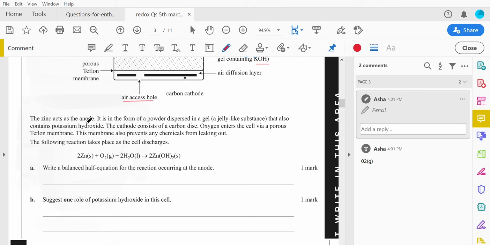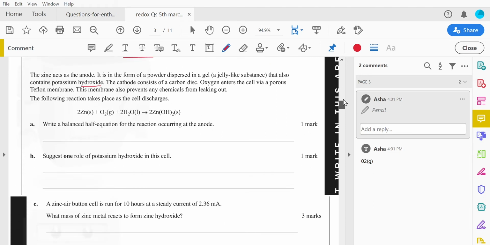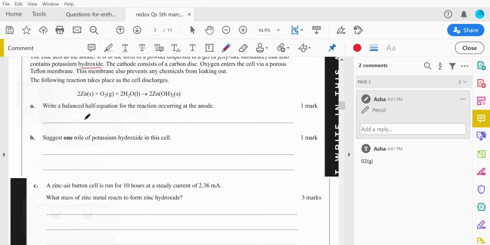The zinc acts as the anode. It is in the form of a powder dispersed in a gel. So a jelly-like substance. It also contains potassium hydroxide. So we'll be writing our hydroxide ions as aqueous, because it's in this kind of liquidy jelly-like substance. The cathode consists of a carbon disc. Oxygen enters the cell via a porous Teflon membrane. This membrane also prevents any chemicals from leaking out. The following reaction takes place as the cell discharges. Write a balanced half equation for the reaction occurring at the anode.